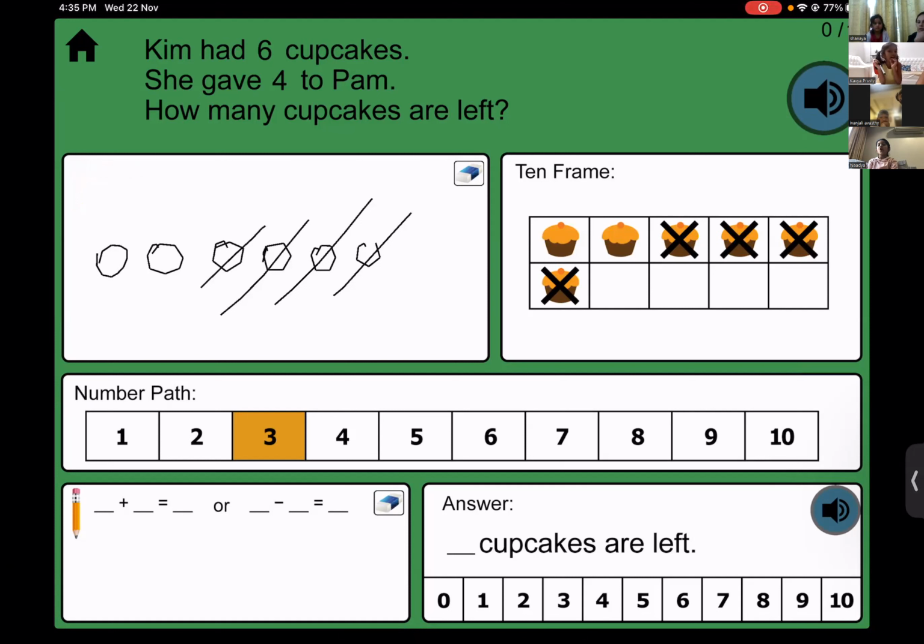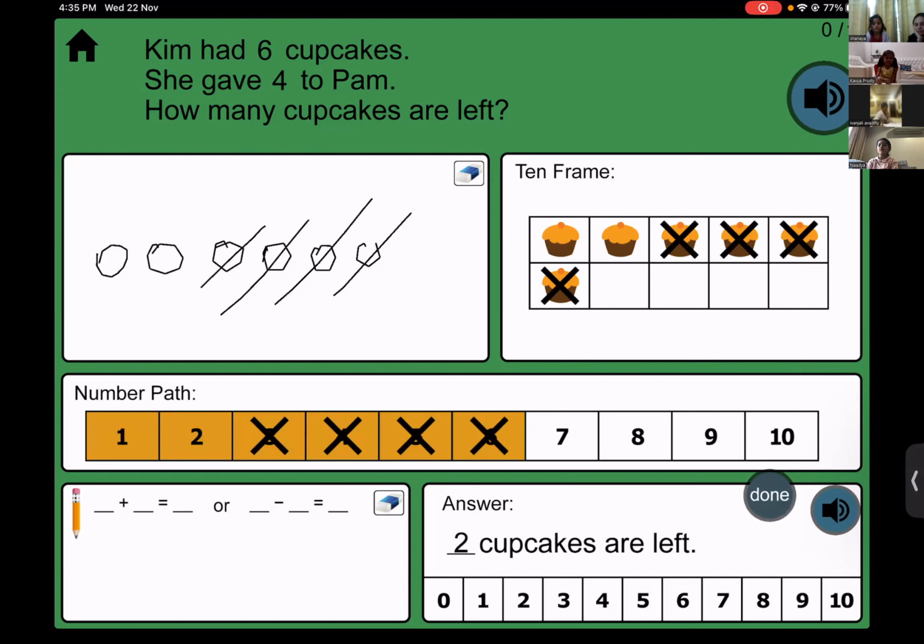Yes. We have 2 cupcakes left with us. If we do it on the number line, we have 1, 2, 3, 4, 5, 6 cupcakes. Now we have given 4 to Pam. 1, 2, 3, 4. We are left with 2 cupcakes. Okay? So the answer is 2 cupcakes are left.